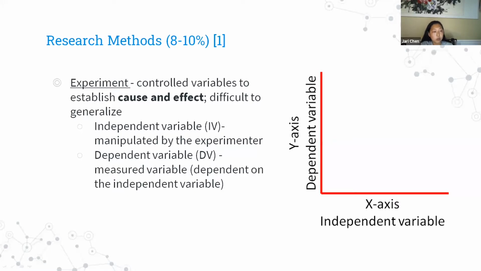So now we move on to the research methods portion. Like I said, this portion is mostly just basic scientific things that you should have already learned in a basic science class, like experiments, what they are, independent and dependent variables, how to format them on a graph, stuff like that.